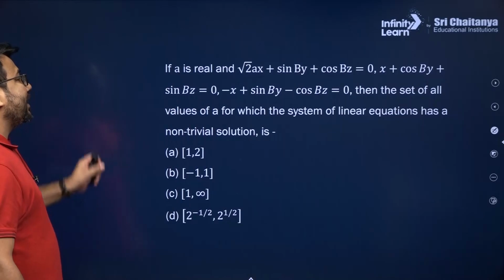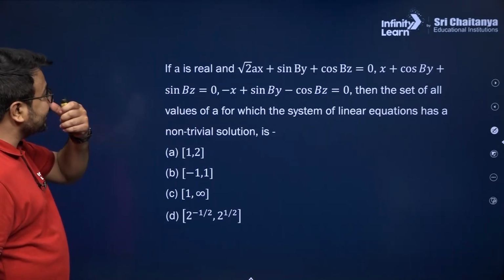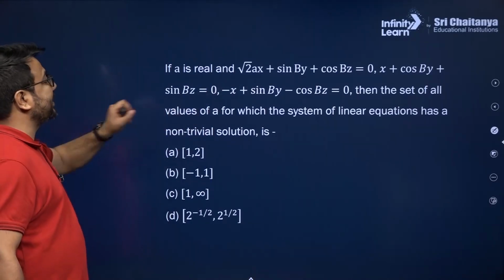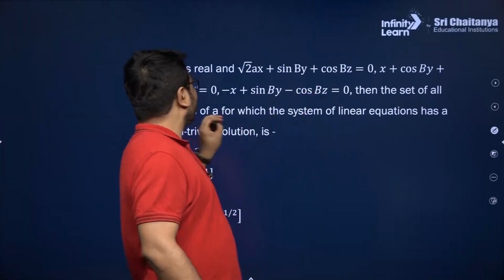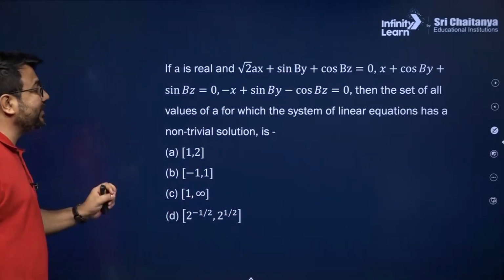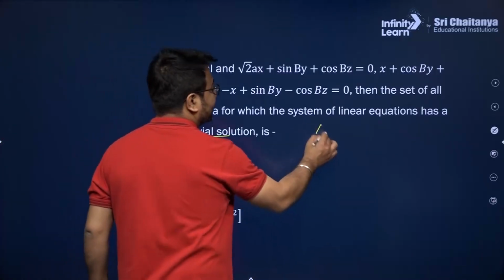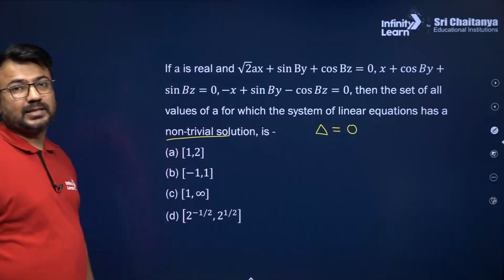A is a real number, and root 2 ax plus sin by plus cos bz is equal to 0. Here we have x plus cos by plus sin bz is equal to 0, and the third equation. Then the set of all values of a for which the system of linear equations has a non-trivial solution. If it has a non-trivial solution, then delta will be equal to 0 in that particular case.